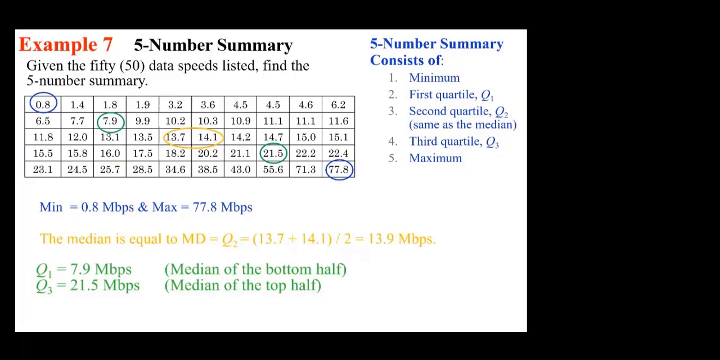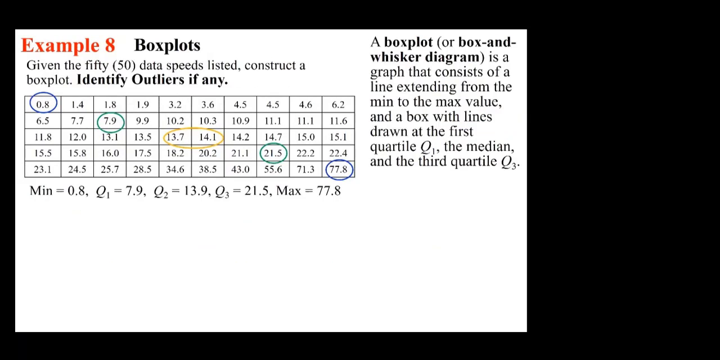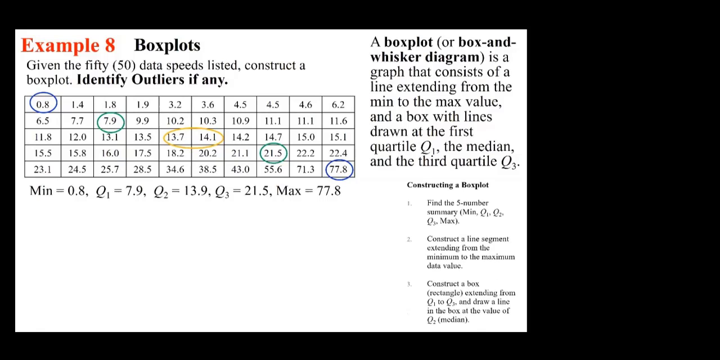So we got the 5-number summary, the numbers that we just came up with. Now we want to do a box plot, or a box and whisker plot. It is a graph that consists of a line extending from the minimum to maximum value and a box with lines drawn at the first quartile, Q1, the median, the second quartile, and the third one. In other words, I'm going to draw something and then erase it. I want to give you the concept. So the concept is very simple. You need to go through this procedure. Find the 5 numbers. We already have the 5 numbers.